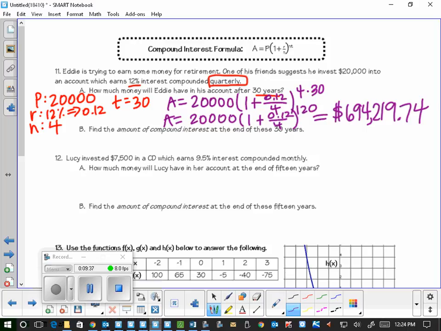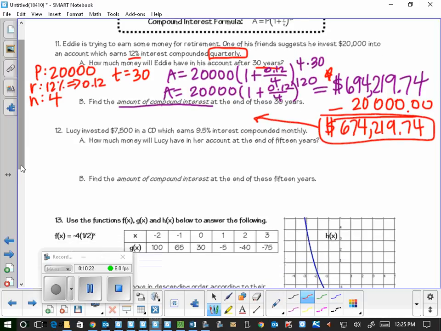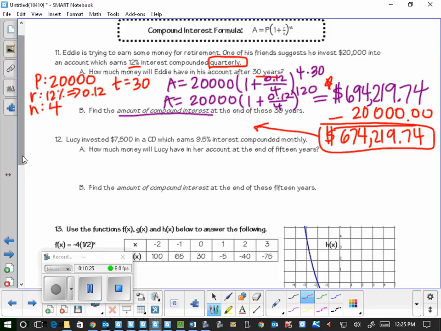Now part B says find the amount of compound interest at the end of these 30 years. So I'm taking how much is in the account, which is this amount, and I'm going to subtract what I originally started with, to see how much money this grew since I put in my money. So it looks like $674,219.74. That is the money that I got that I did not actually spend any money on, right? Cool. So go ahead. I want you to try number 12 now. Good luck.